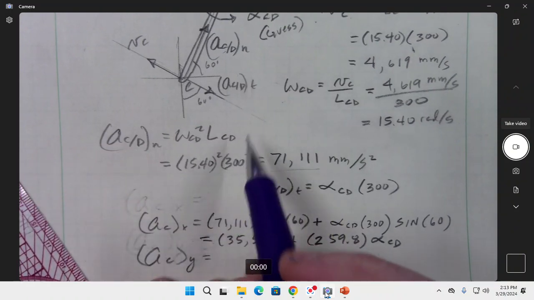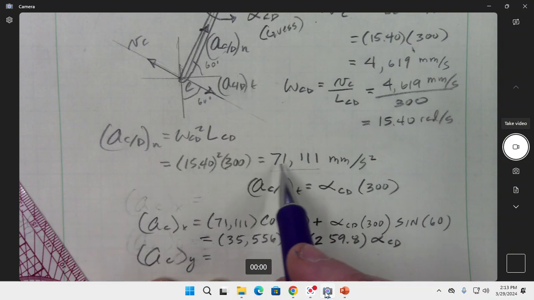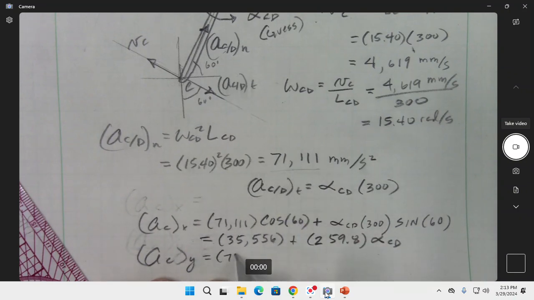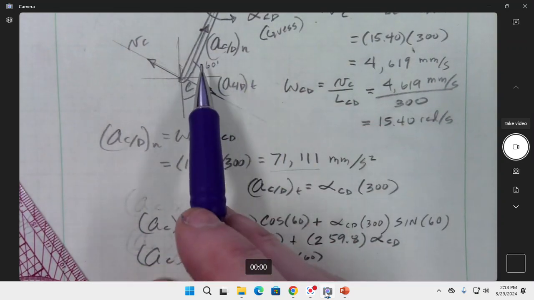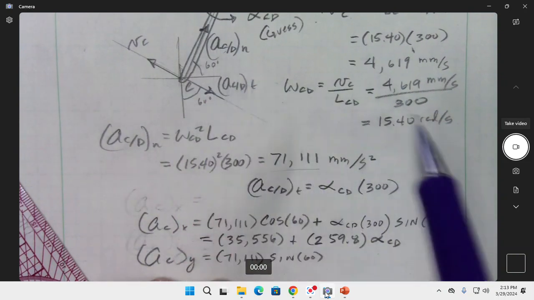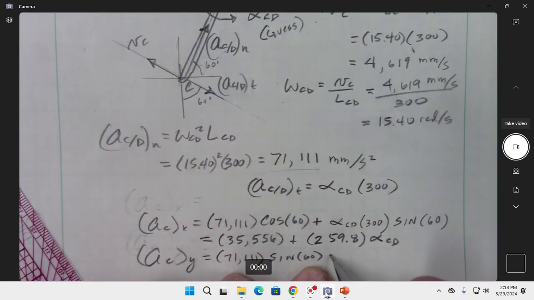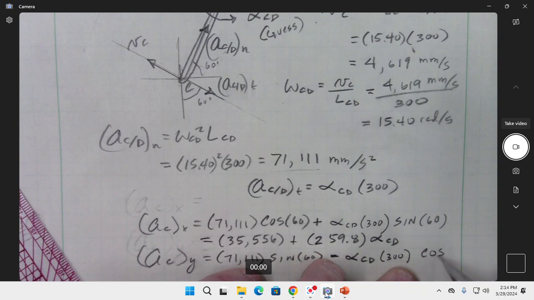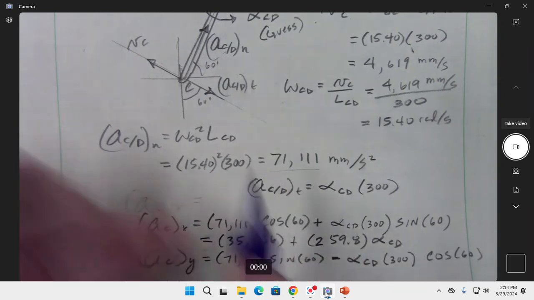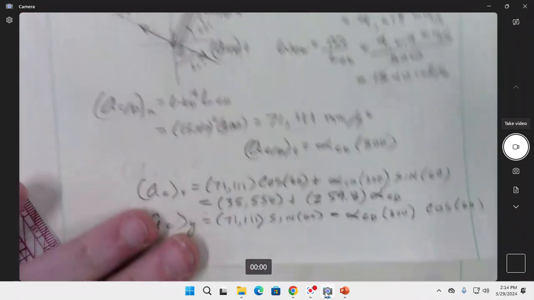Then over here in the y direction, we're going to get 71,111 times the sine of 60, because it's opposite from the angle going up that way. And then minus alpha CD times 300 times the cosine of 60, because that's that component right there.